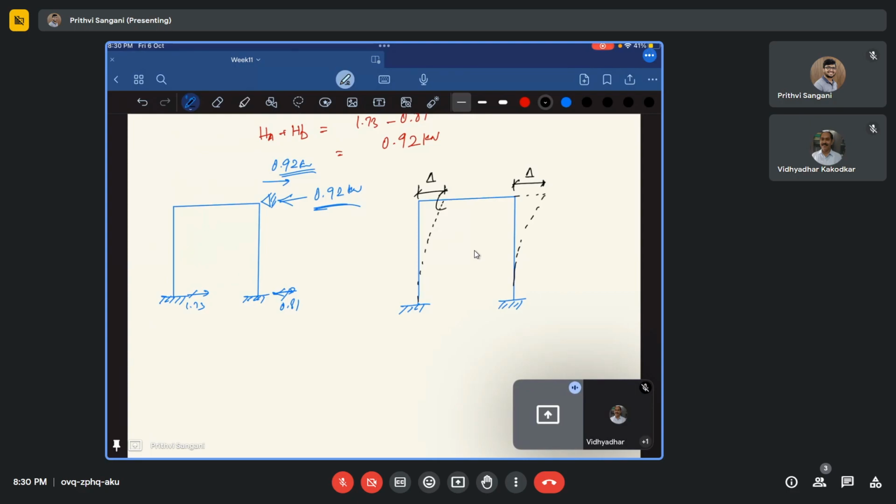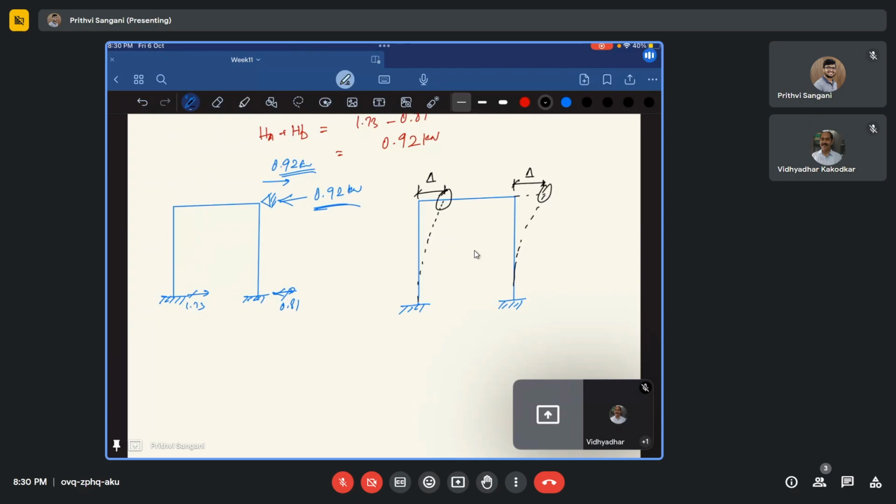The rotations have not been considered here. Why? Because the rotations have already been considered while we were doing the moment distribution, right? So in that, it's already been considered. Now we have done the thetas, the rotations, but right now we should also find out how much the sway, or the deltas, are.